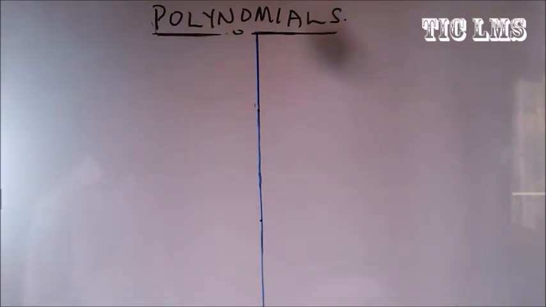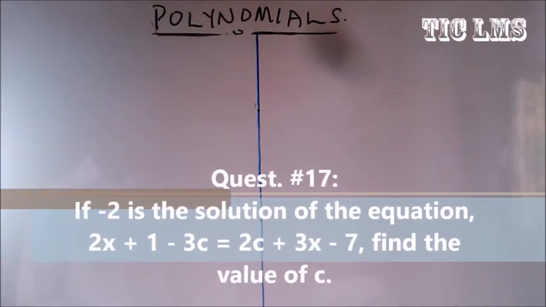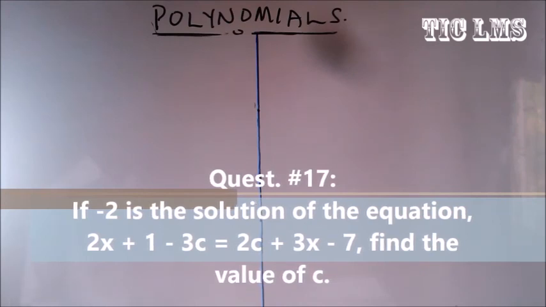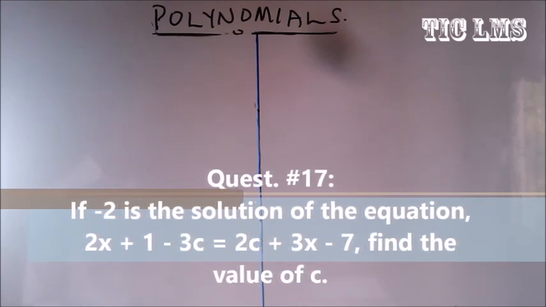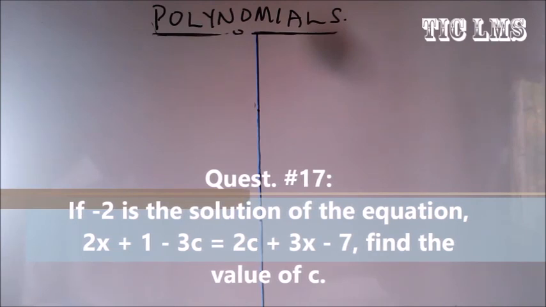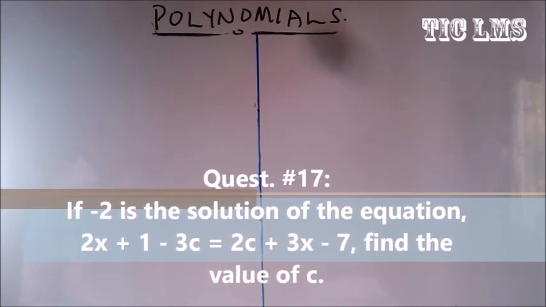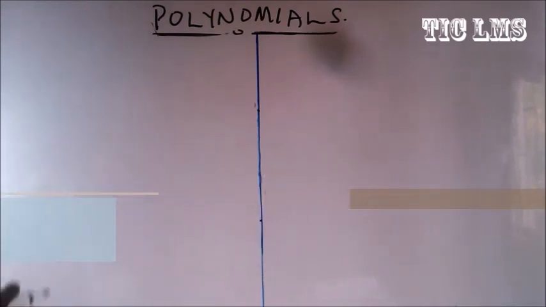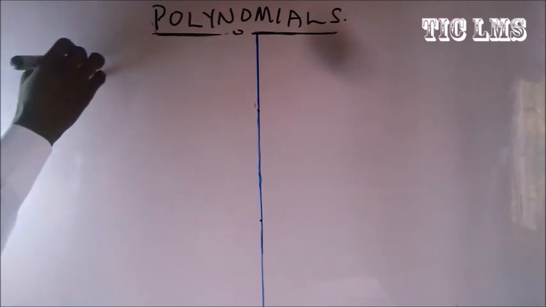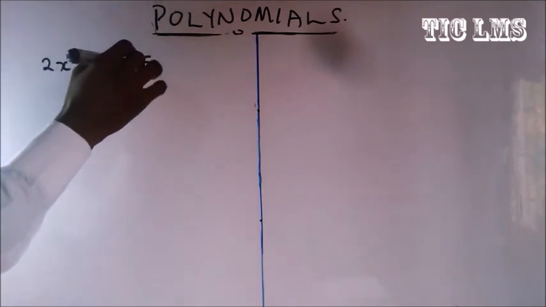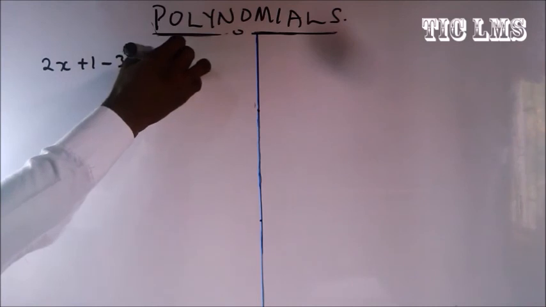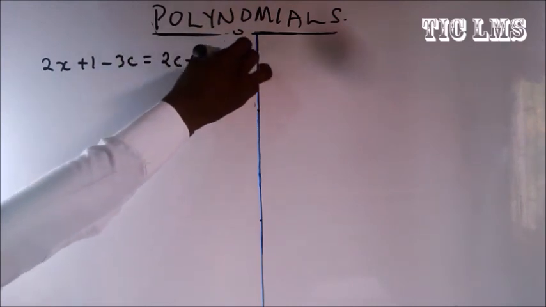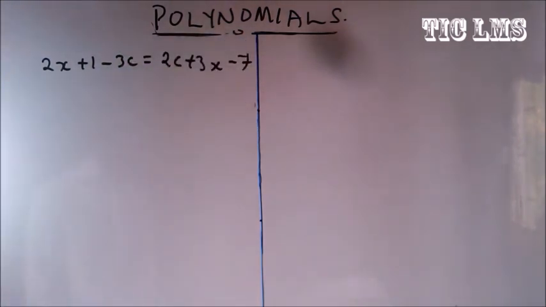The question here says, if minus 2 is the solution of the equation 2x plus 1 minus 3c equal to 2c plus 3x minus 7, find the value of c. Alright, so we have 2x plus 1 minus 3c equal to 2c plus 3x minus 7. And we are told that the solution of the equation is minus 2, meaning that x equal to minus 2. We have to find the value of c.